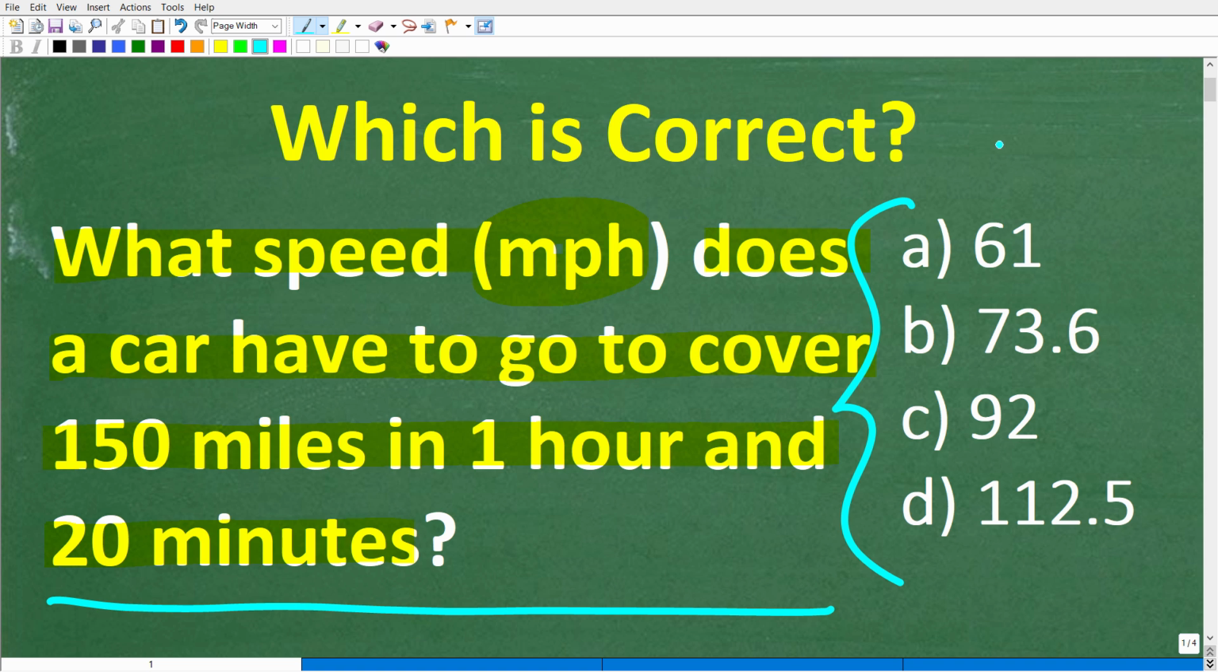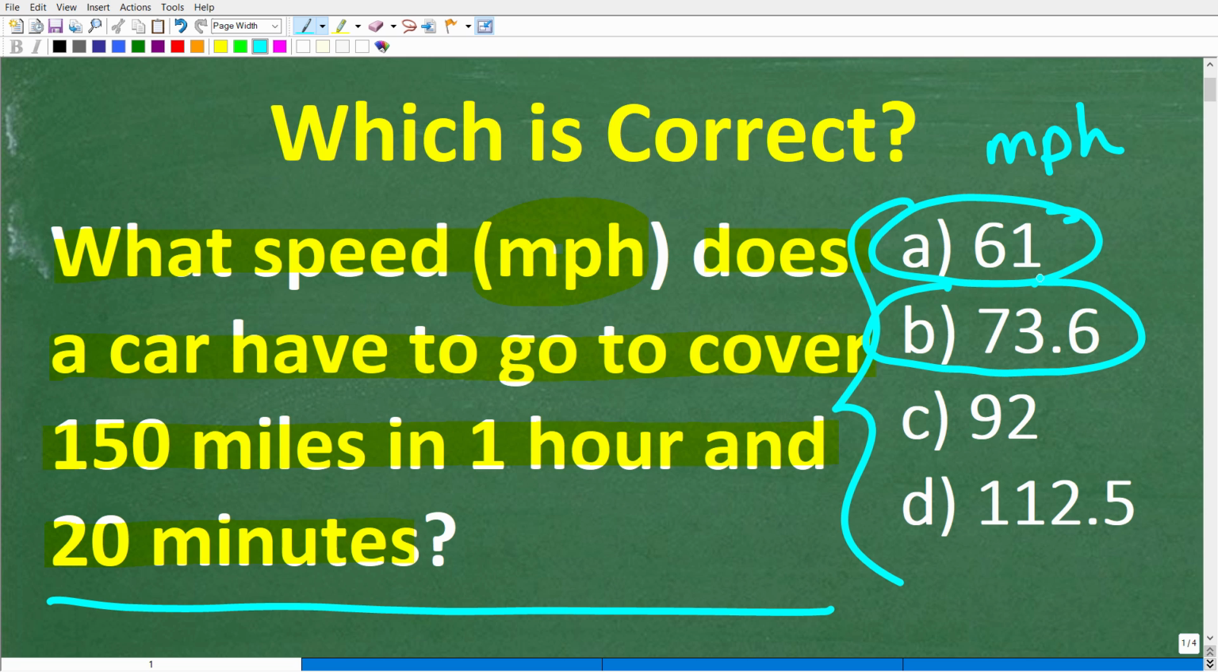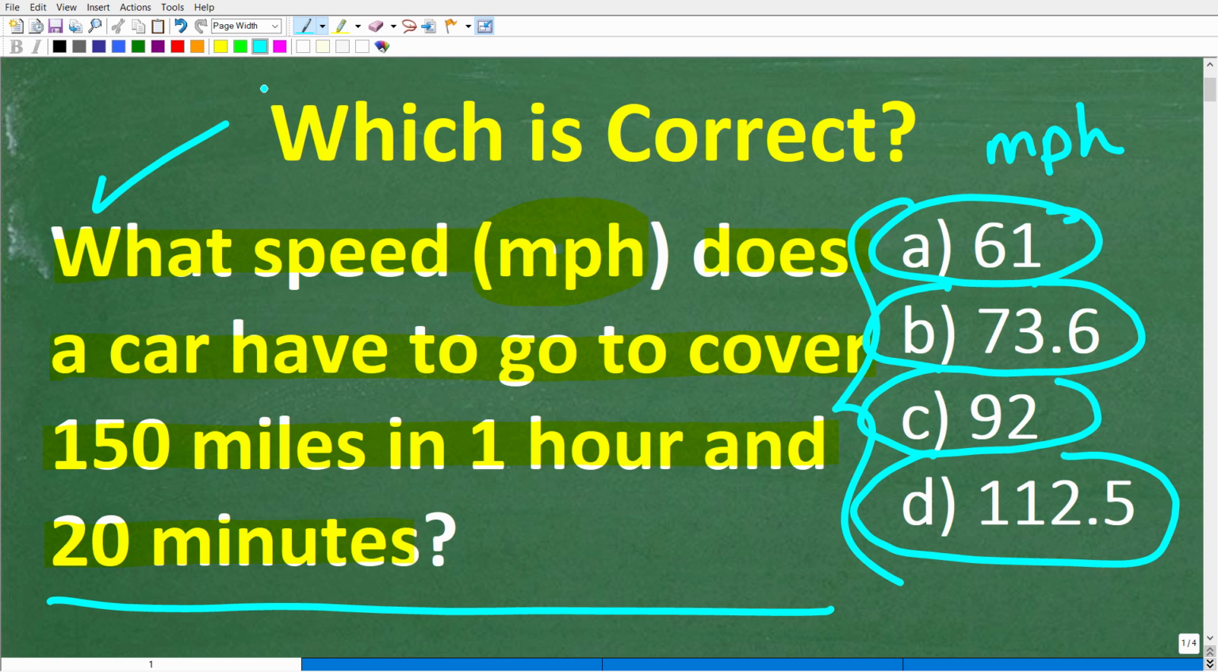Okay, so this is the problem, but we do have a multiple choice question here, and all these answers are in miles per hour. Our options are A, 61 miles per hour, B, 73.6 miles per hour, C, 92 miles per hour, and D, 112 miles per hour. Feel free to use a calculator, but if you have the answer, put that into the comment section. I'll share the correct answer in just a second. Then, of course, I want to walk through and solve this problem step by step.